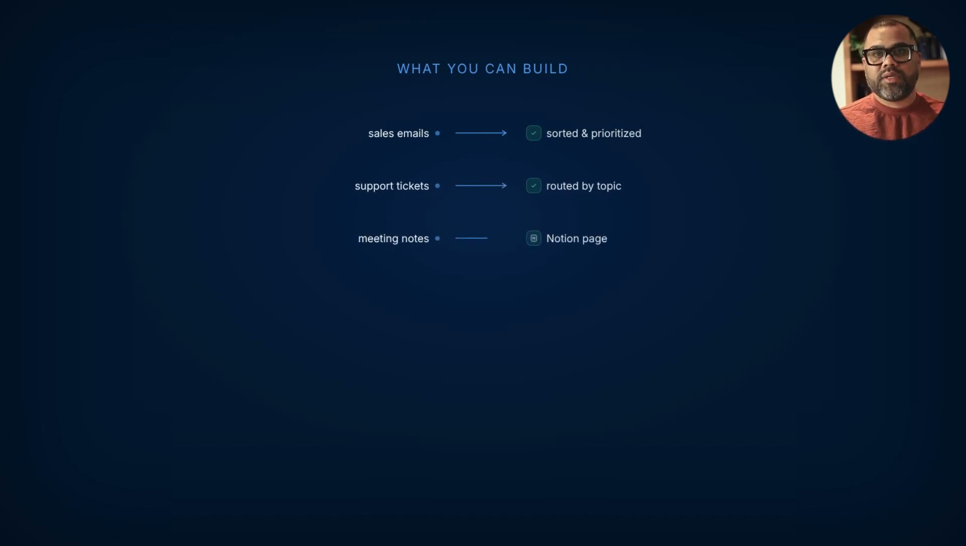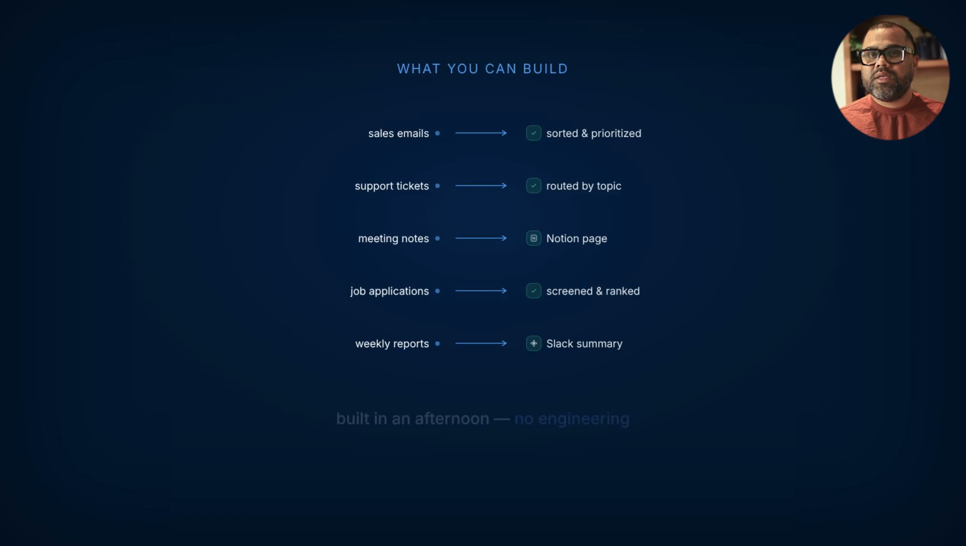Examples that real teams build with this in an afternoon: inbound sales emails, classified by intent, with a draft reply pre-written and sitting in your draft folder. Customer support tickets triaged and routed to the right person automatically. Meeting notes summarized and posted to a Notion database with action items extracted. Job applications screened against a rubric with summaries delivered to the hiring manager's Slack. Weekly reports assembled from multiple data sources, written by a model, and sent to the team. None of these require engineering. They require thinking clearly about the inputs, the outputs, and the prompt in the middle.